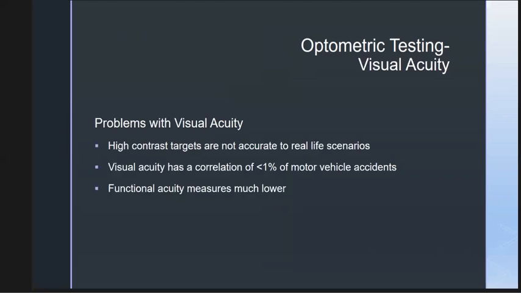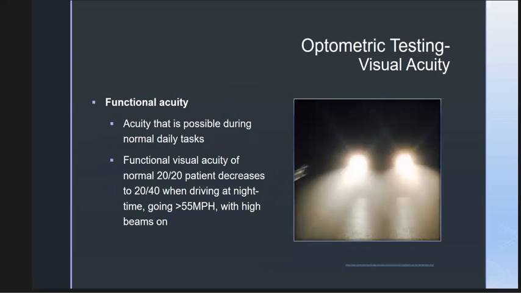It has a poor correlation to motor vehicle accidents and the causes of actual accidents. The functional acuity of individuals measures much lower in the real world than in the office. And what is functional acuity? Functional acuity is the acuity that is possible during normal daily tasks with non-ideal lighting conditions and not perfect contrast.